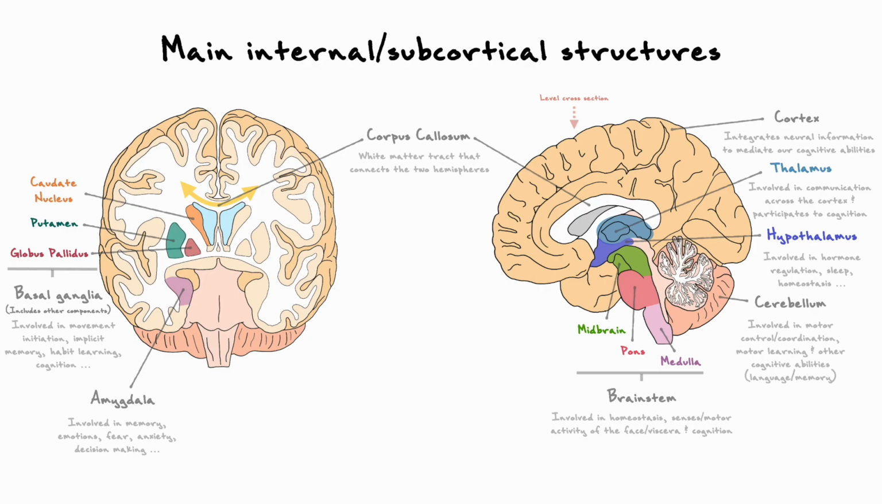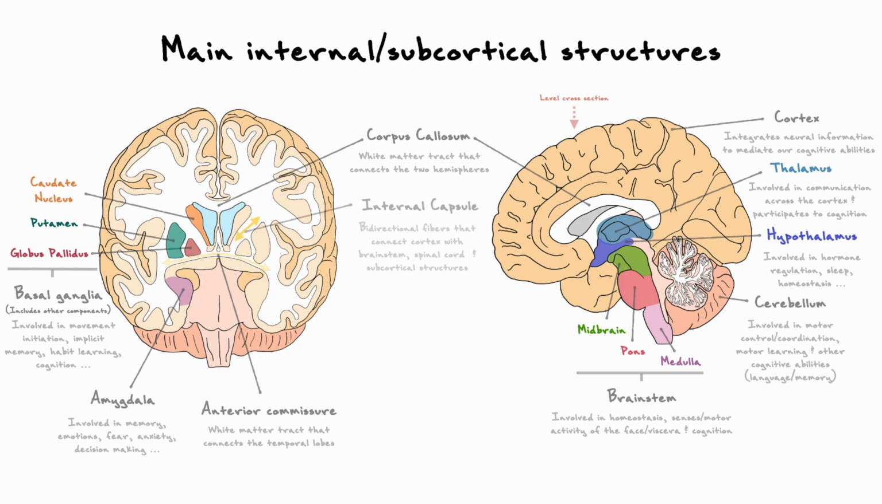First, there is the anterior commissure, which connects the two temporal lobes. Then, we can also find the internal capsule, which is an important bilateral white matter pathway that connects the cortex with the brainstem, spinal cord, and other subcortical structures. On the lateral side of the putamen and globus pallidus, we can also find the external capsule, which carries cortico-cortical association fibers. Here, cortico-cortical simply means that it carries information from one region of the cortex to another region of the cortex.